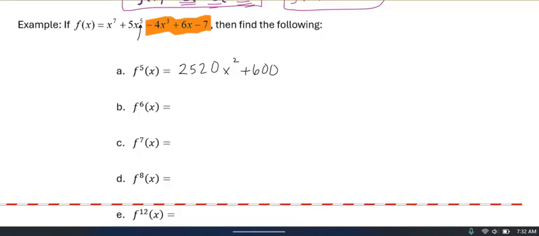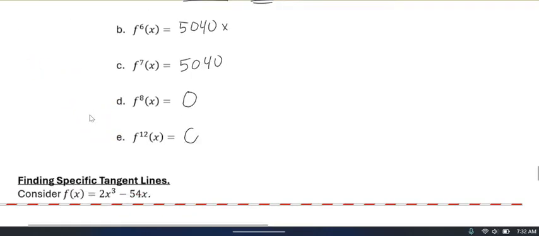So as we take the 6th derivative, we're going to notice we just get down to one term. We're going to take that 2520x squared, bring the power down, which is a 2, multiply it, you get 5040x, and then this term drops out to be a 0. Take the derivative one more time, it's just 5040. Take the derivative one more time, it's 0. And you might just imagine taking the derivative of 0 infinitely many more times. It's always going to remain 0, so the 12th derivative would be 0.